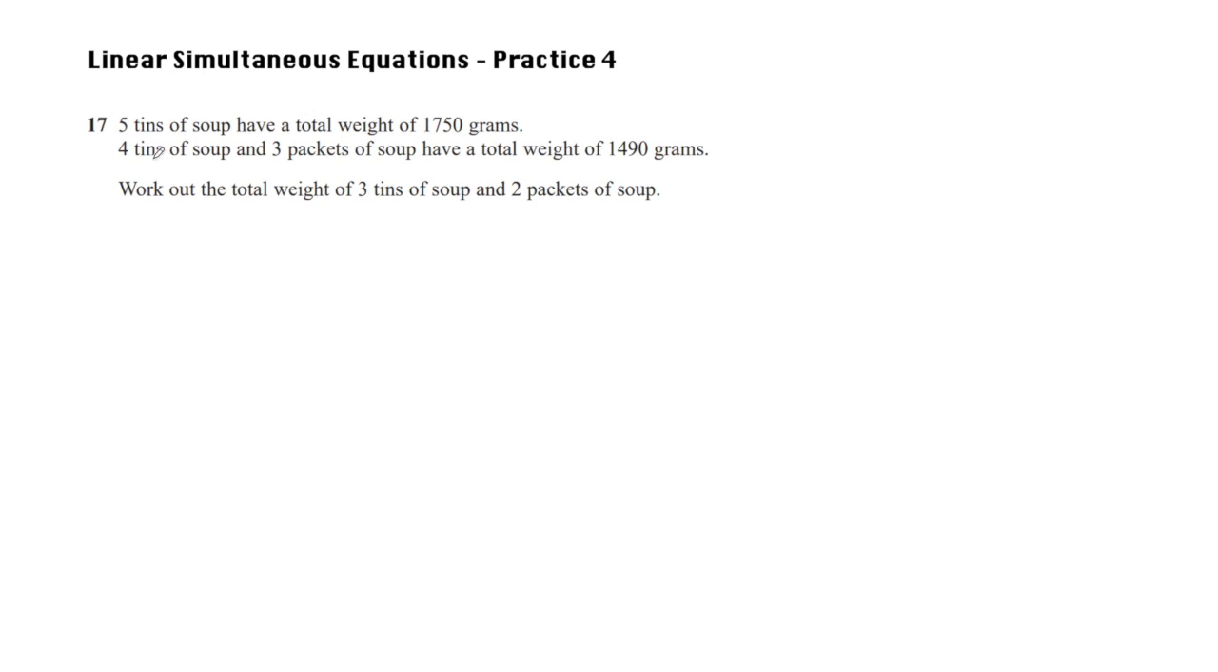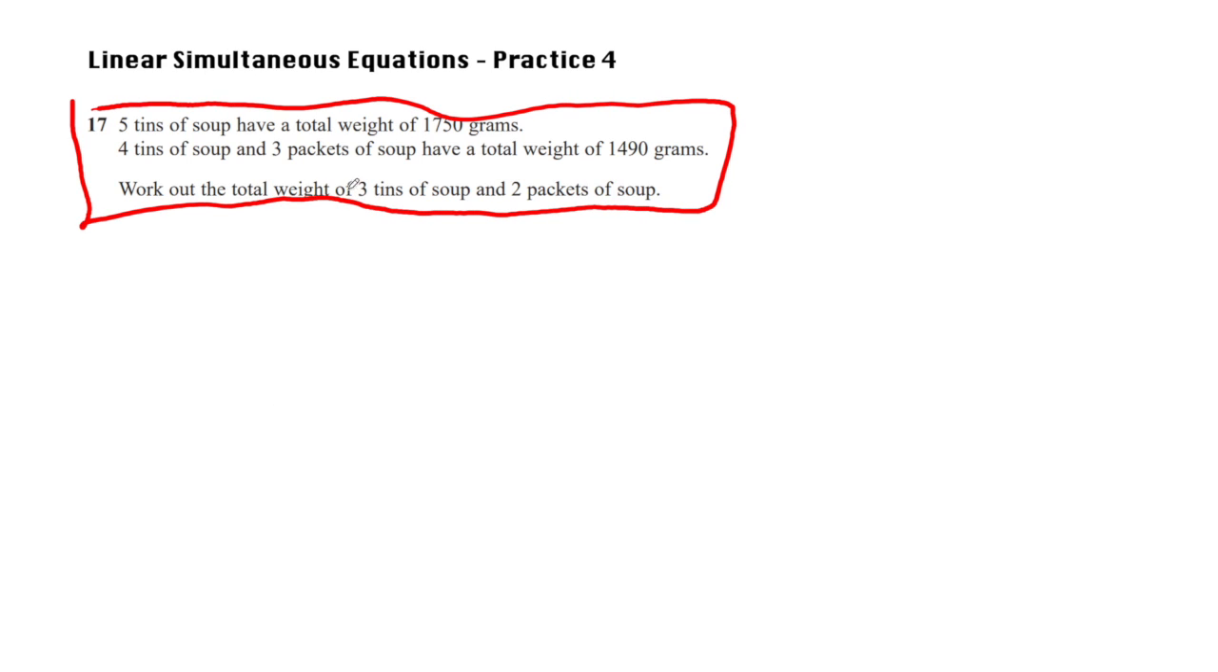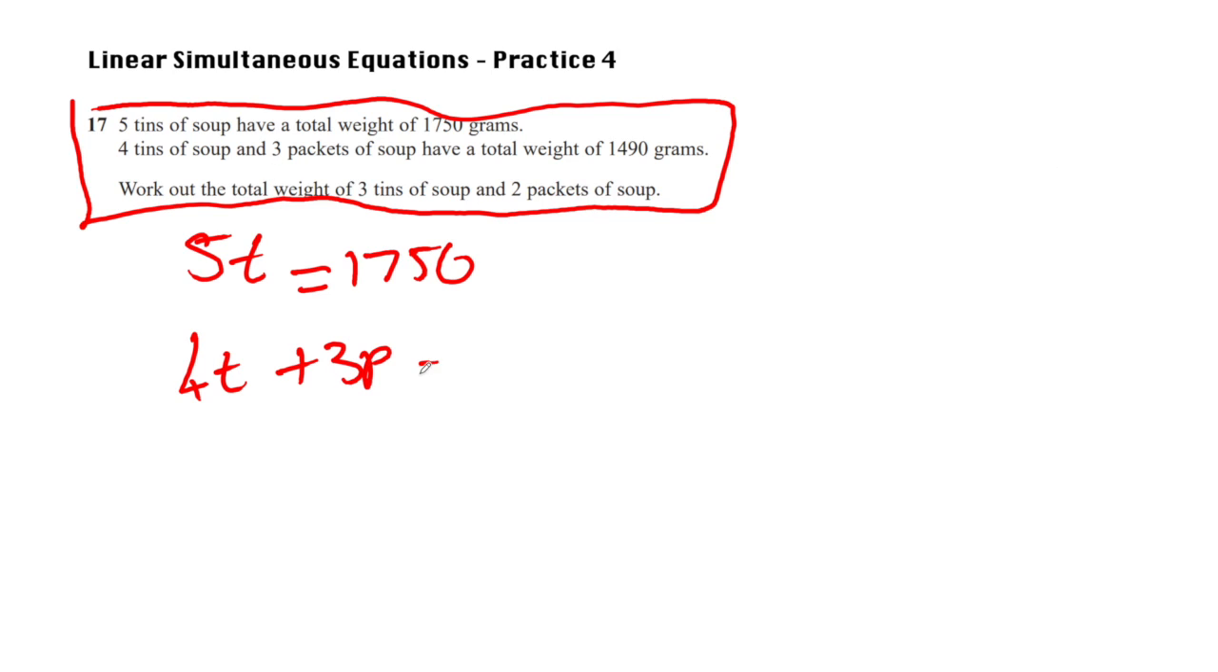Now this is a more word-based equation, so this would be a harder question on your GCSE exam. Let's call tins of soup T. So we have 5T equals 1750. And then we have another, 4 tins of soup T, and let's call packets of soup P, so plus 3 packets of soup equals 1490. So we can literally sub in this value.